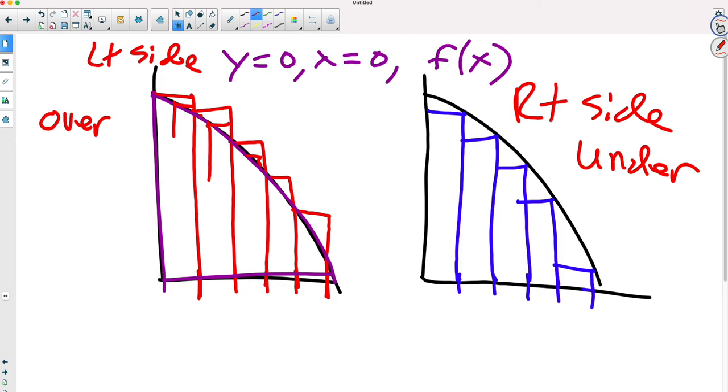Can you guys think of another function where the left side would be an underestimate and the right side would be an overestimate? Good. So what is happening to this function? As I go from here to here, it's decreasing, right? I hope you can imagine another function that maybe would look like this.